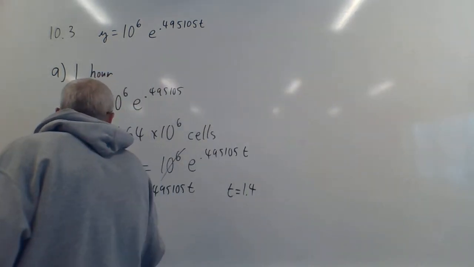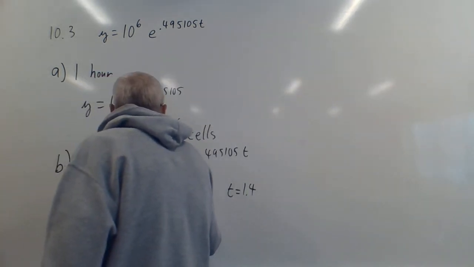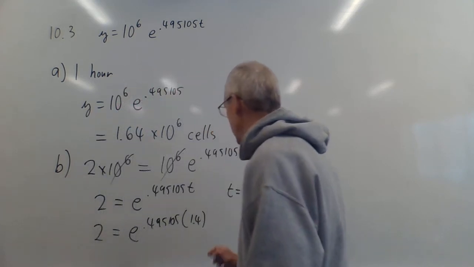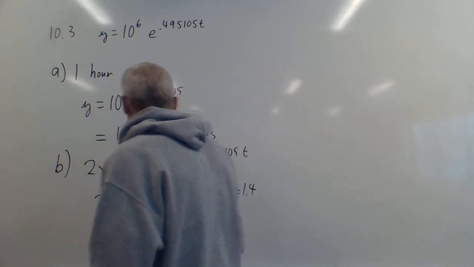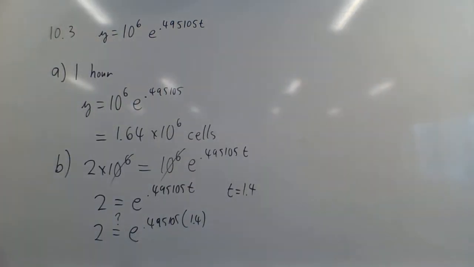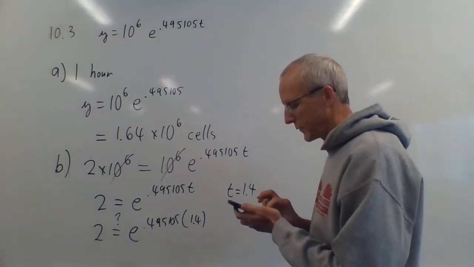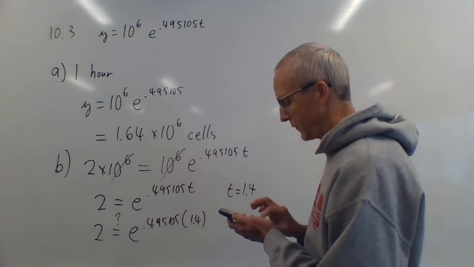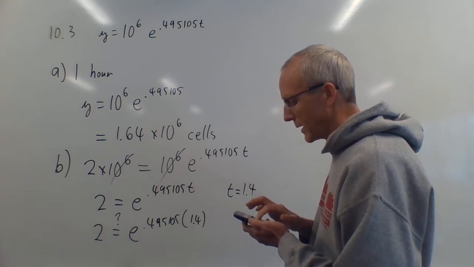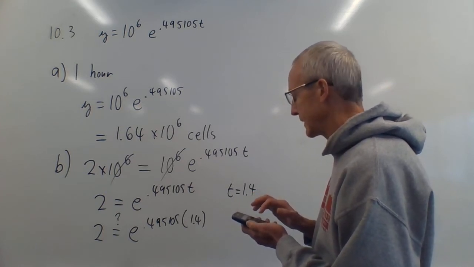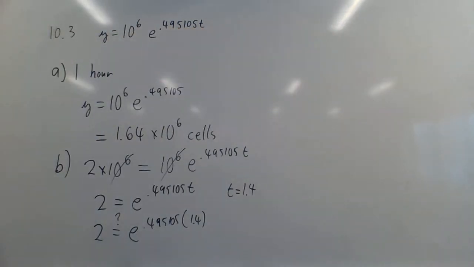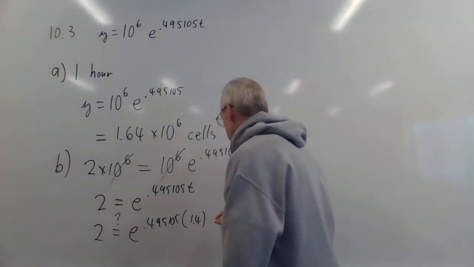So does 2 equal e to the 0.495105 times 1.4? So we should put a question mark there. Is this the case, right? If they give us that, let's see if that works. So I go on my calculator, 0.495105 times 1.4. I get this number, and I raise e to that, and I get pretty much exactly 2. 1.9999999. That is 2. So yes, this does equal 2.